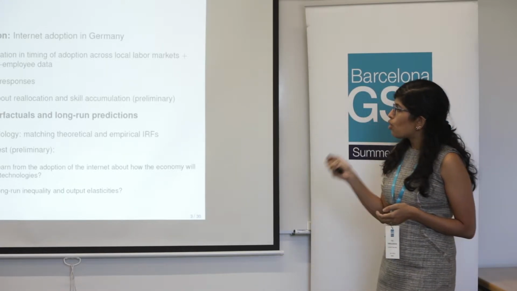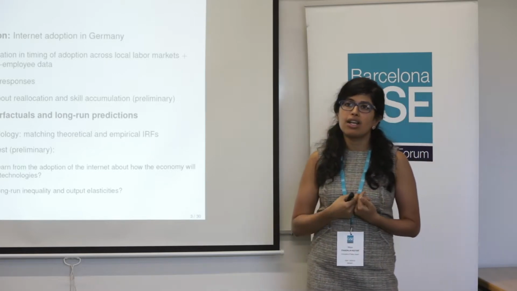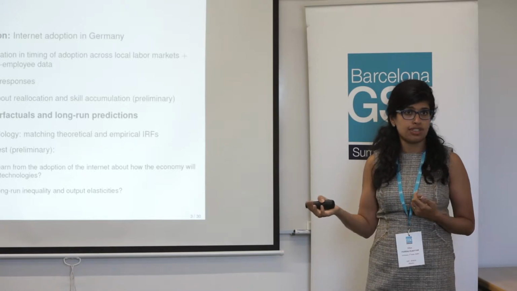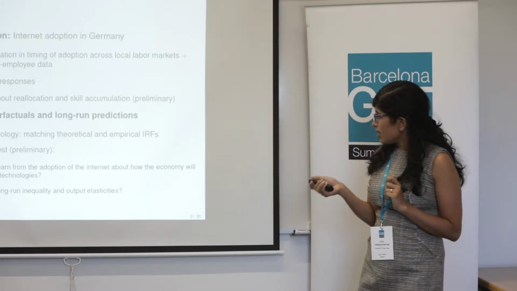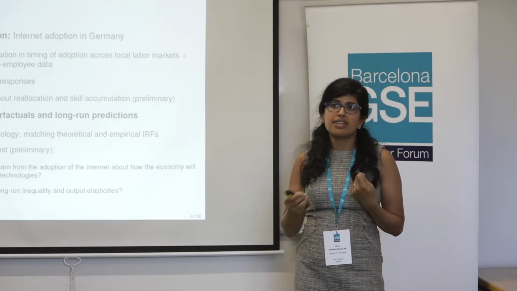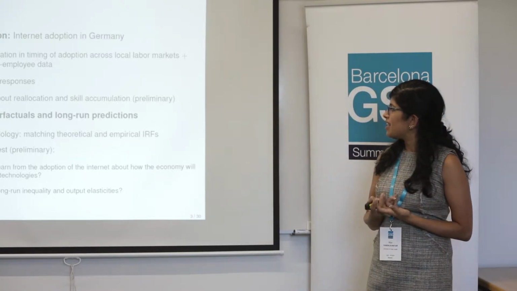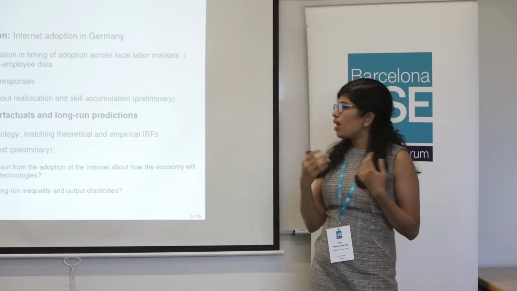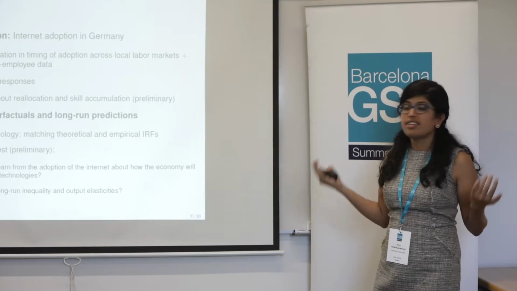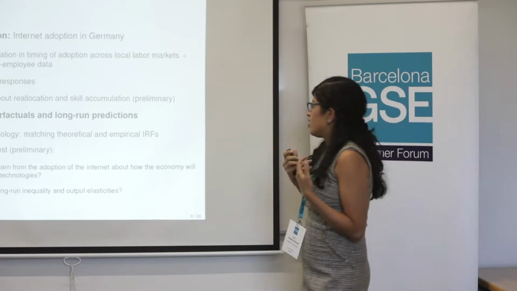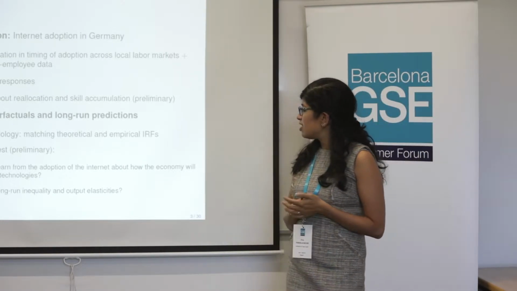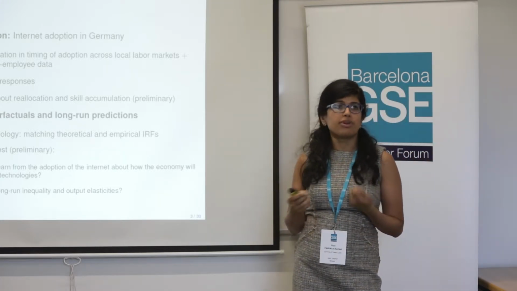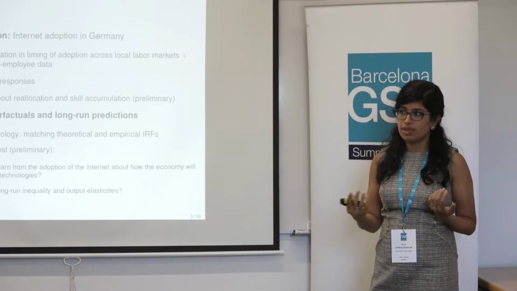And then where we're going to go with this is we can actually estimate our model by matching the theoretical impulse responses to the empirical impulse responses. And once we've done that and we've identified the parameters that we need to, we're going to have hopefully some fun and see what we can learn from the adoption of the internet to how economies would adjust to other technologies. Okay, and so those are the kind of factors we're interested in. And we also want to think about what the long-run inequality and output elasticities will be, or what a model suggests that they will be.